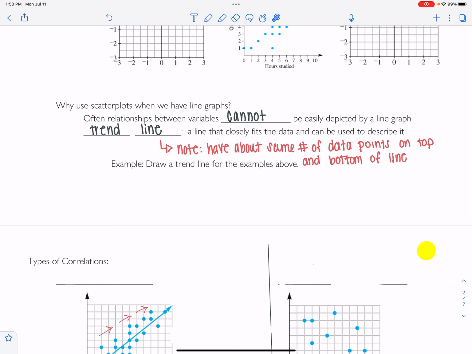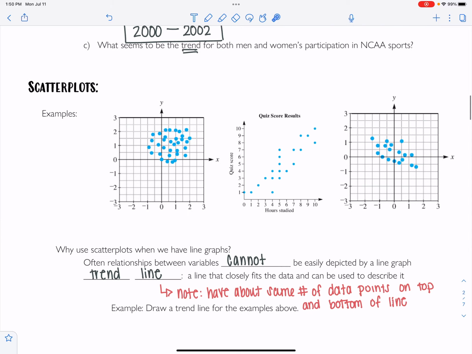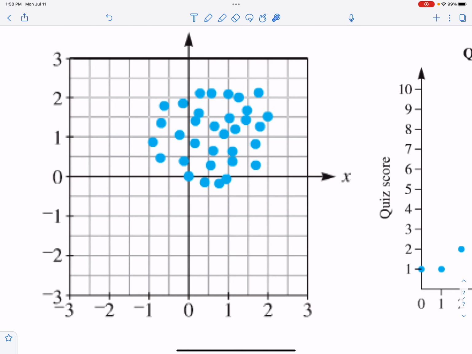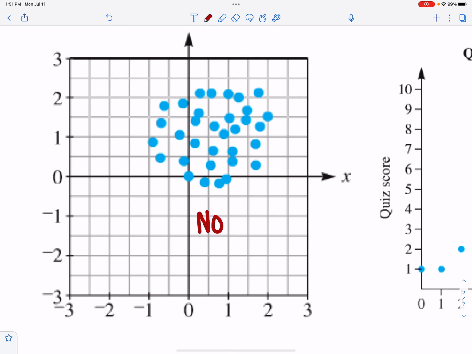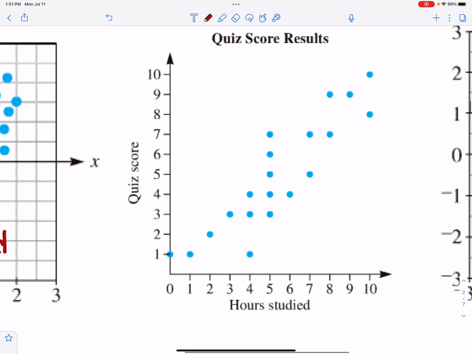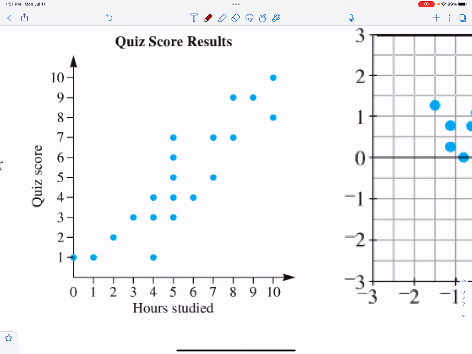So this says, draw a trend line for the examples above. Well, this first example, these dots are everywhere. I could not draw a line up or down to correspond with this. So this has no trend because there's no real rhyme or reason to the dots. They almost seem very random. Versus something like this, all of them are gradually going in the same direction. And so this trend line is going to look something like this.